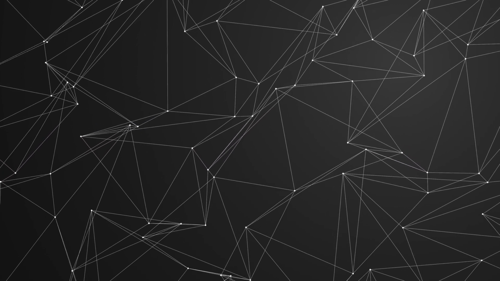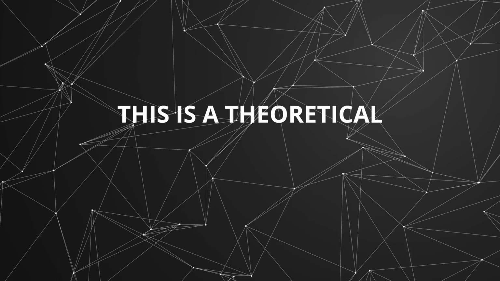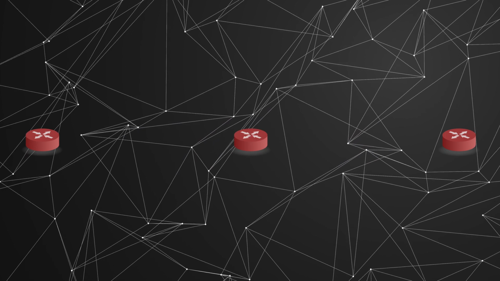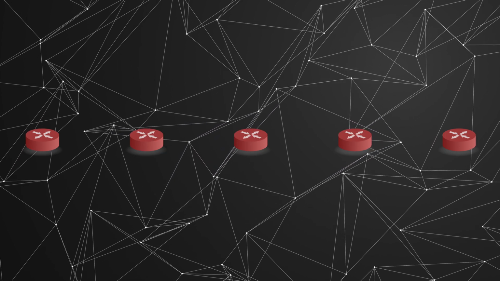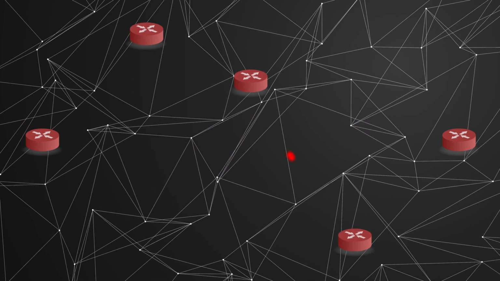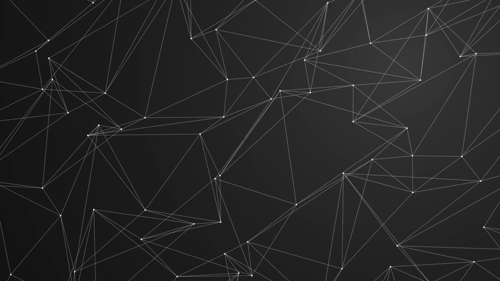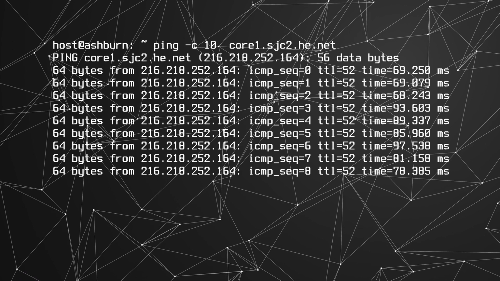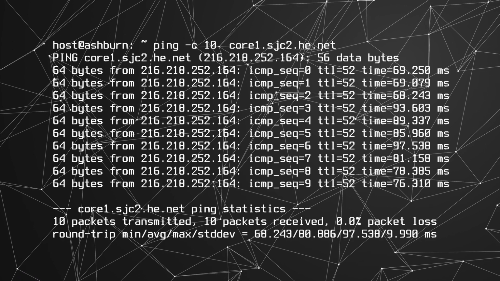There is one problem, though. This is a theoretical minimum. In the real world, we'll have a combination of intermediate routers and a path which is probably not going to be a straight shot. Realistically, I don't see these speeds. A much more common speed, in my experience, is about 85 milliseconds.